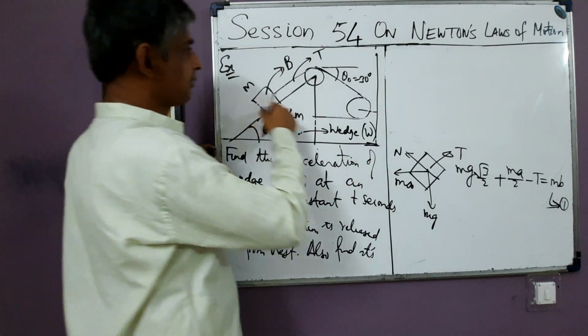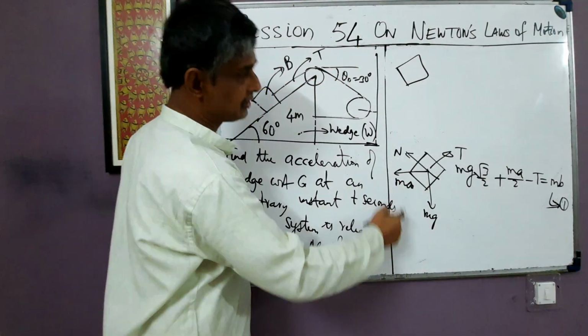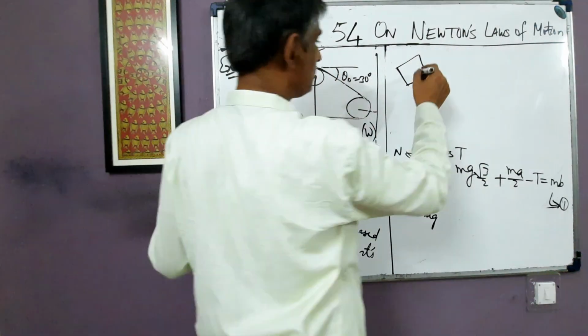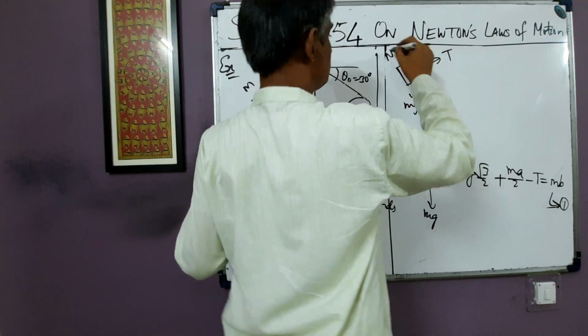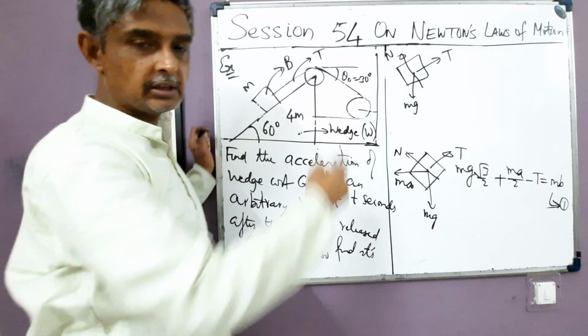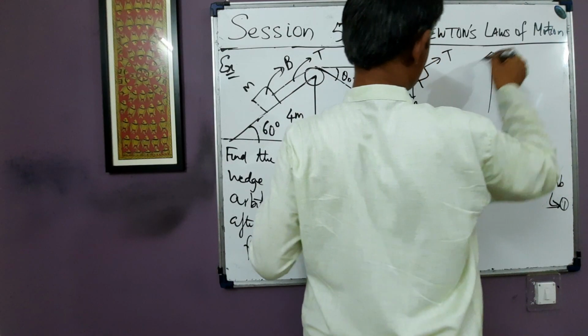So see, what is the free body of this M with respect to ground? Here we drew the free body of M with respect to the wedge, but here we are drawing with respect to ground. This is mg, this is T, this is N. Only real forces will act when you see it from the ground frame. Now I draw the free body of this wedge with respect to ground.